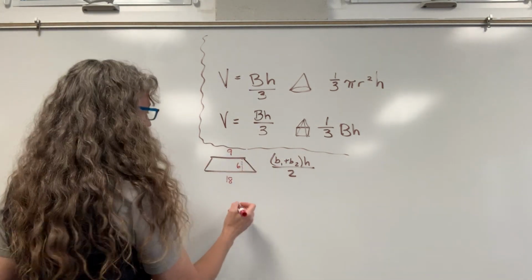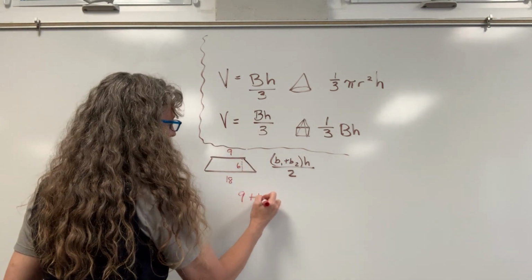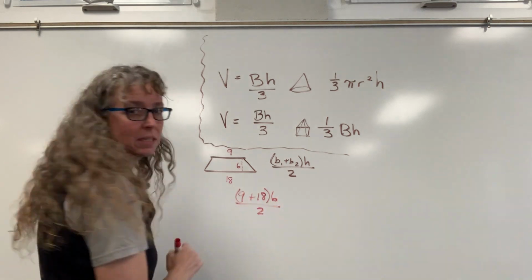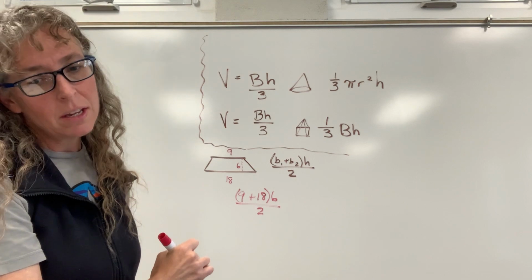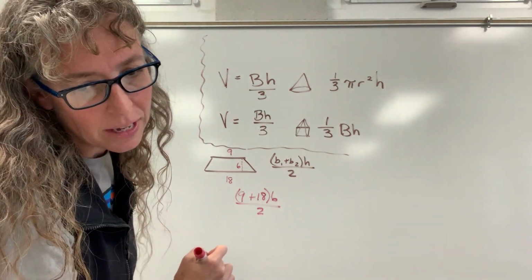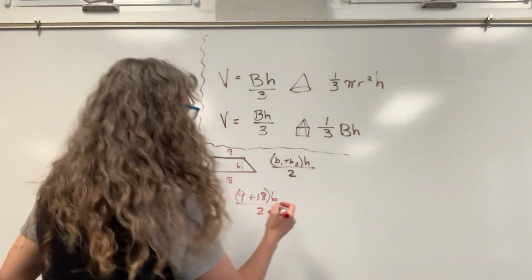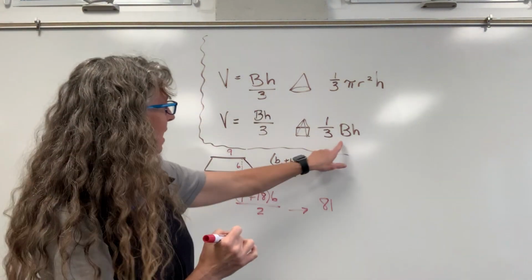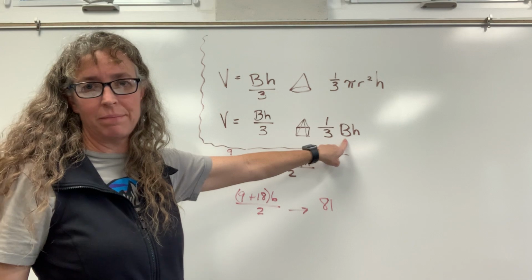Okay, so base 1 plus base 2 times the height divided by 2 is the area of our trapezoid. I think they do that for us, and they get 81. Okay, that is the area of the base of our pyramid.